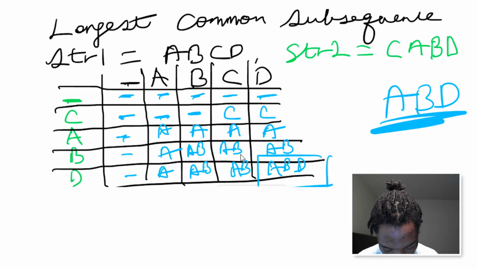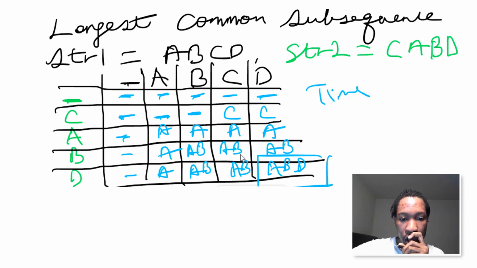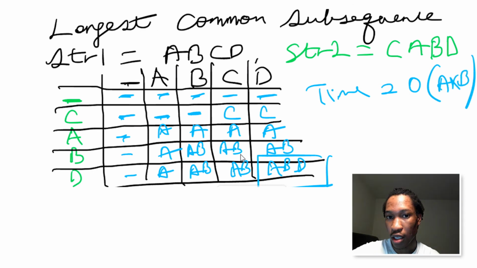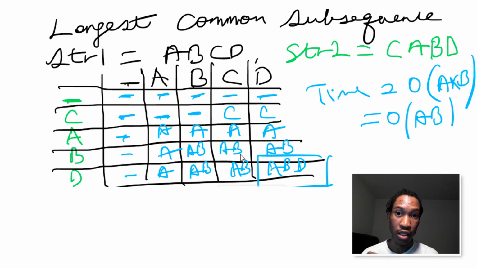So for time complexity, I'm going to erase this. We're going through two strings in two for loops, so it's going to be O of A times B, where A is the length of the first string and B is the length of the second string. So it's just going to be O of AB. That's for the one that we just solved, that doesn't require us to return the actual subsequence, but only the length of the subsequence.